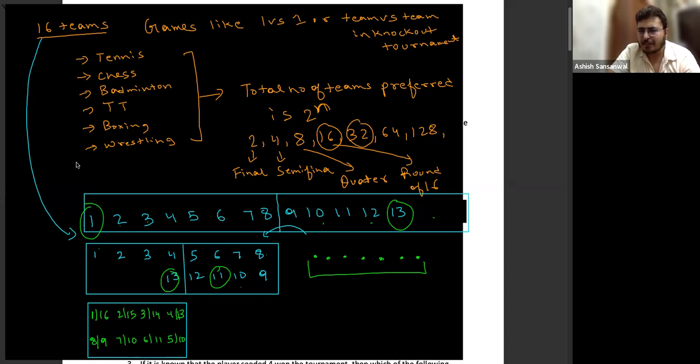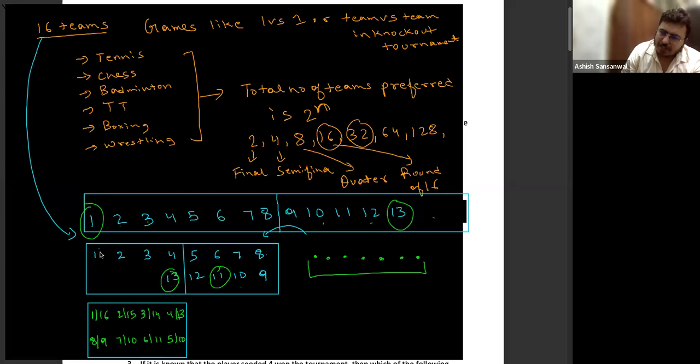You must have seen it in the news sometimes, 2-3 years back, 4-5 years back, because of their seeding. Like if Djokovic is second seeded and Nadal is third seeded, they cannot play in the final. They will obviously play in the semi-final. Otherwise, they won't play against each other. Someone must be eliminated before that. Is this clear?